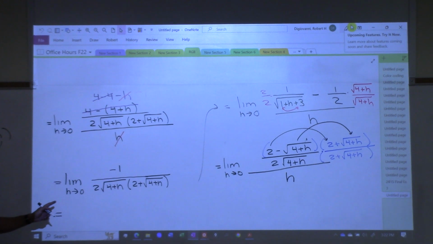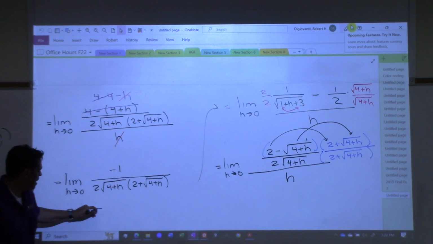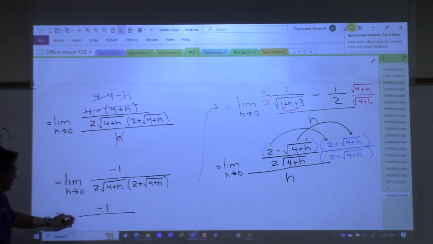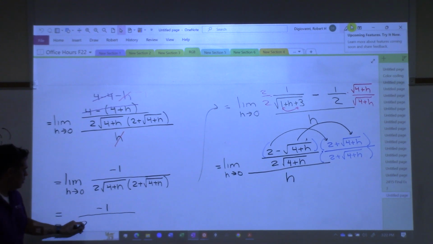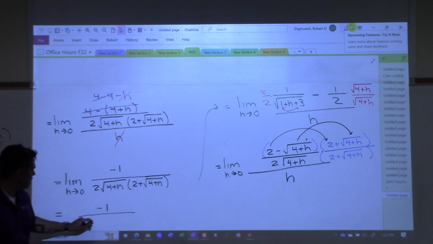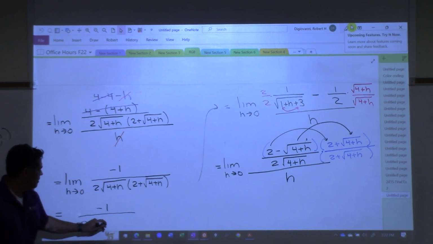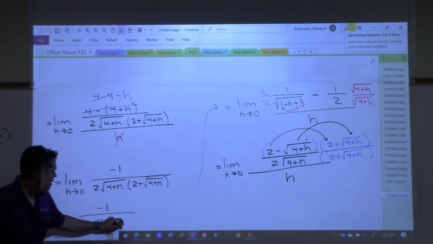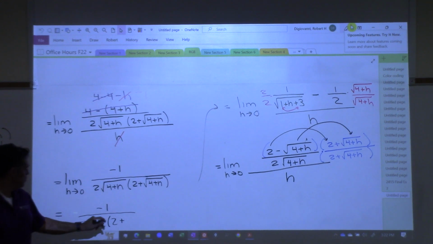Here, let h go to 0. What do you get? On top, you've got negative 1, but what do you get down here? 2 times 2, parenthesis 2 plus 2. Okay.